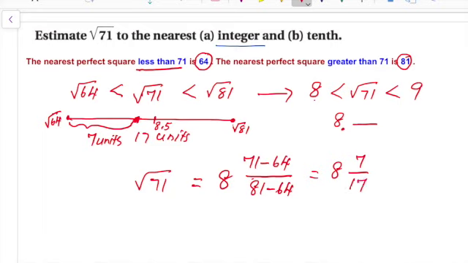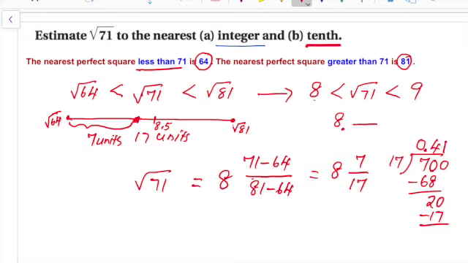You cannot use a calculator, so use long division to figure out what this decimal is. So I would divide 7 by 17. You can stop there because the question asked you to round to the nearest tenth. My answer is going to be an approximation because it's not going to end.